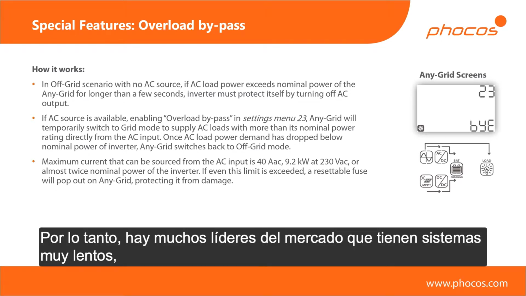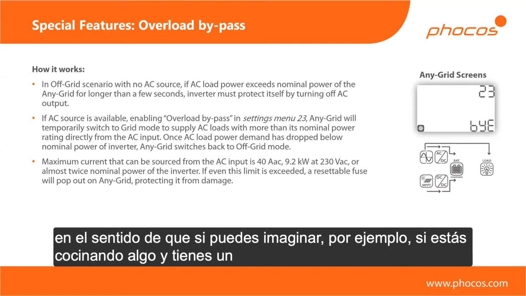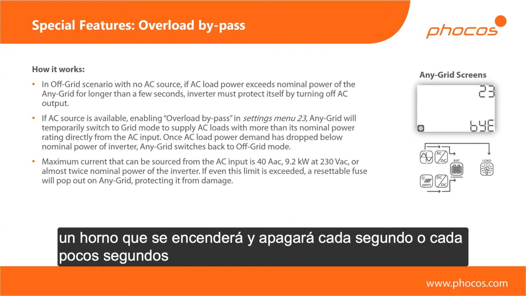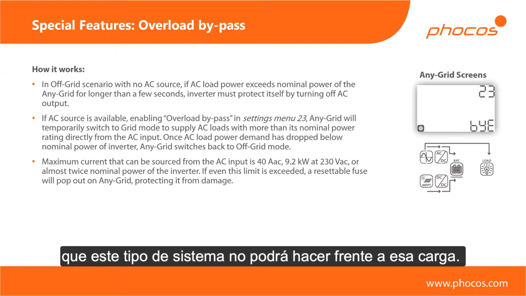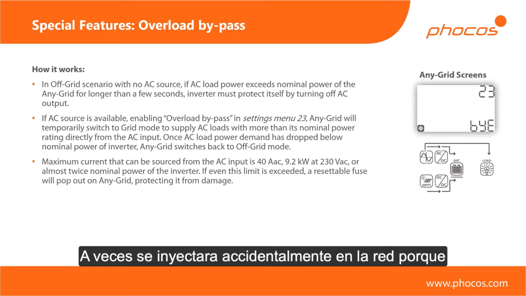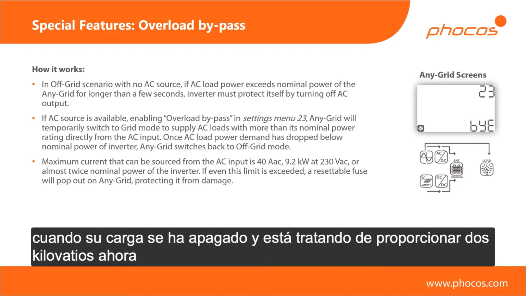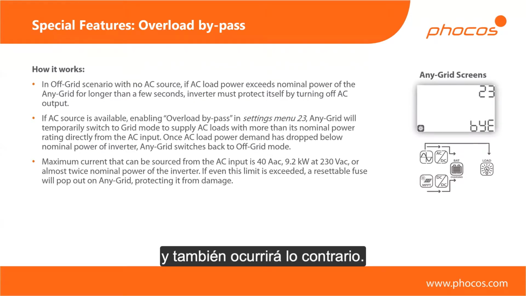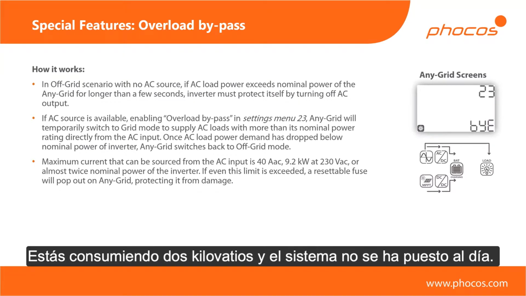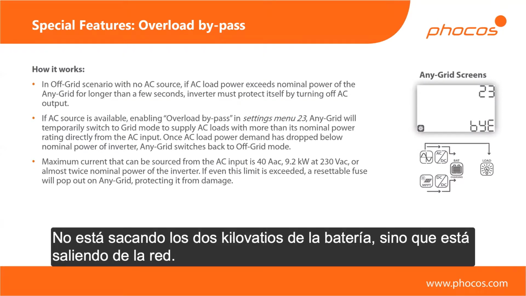So there's really a lot of even market leaders out there which have very slow systems in the sense that if you can imagine, for example, if you're cooking something and you have a heating element which will turn on and off maybe every second or every few seconds, that this type of system will not be able to cope with that load. Sometimes it will accidentally inject into the grid because your load has turned off and it's trying to provide 2 kilowatts now. And the opposite will happen as well. You're consuming 2 kilowatts and the system just hasn't caught up. It's not taking the 2 kilowatts out of the battery, but instead it's coming out of the grid.